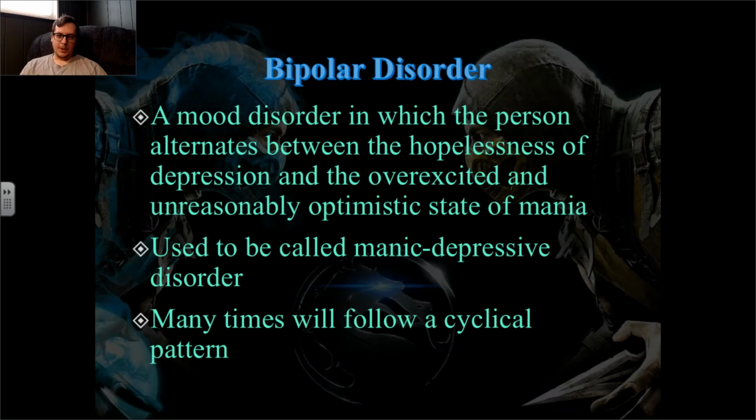All right, so bipolar disorder, a mood disorder in which the person alternates between hopelessness and depression, and then the other side, an overexcited and unreasonably optimistic state of mania. So one second somebody could be very, very deeply depressed, almost suicidal, and then the next minute, even the next second sometimes, they could be extremely happy, bursting with joy, and very overexcited. Again, we're not just talking about, oh, they're really happy. We're talking about the extent where they think they can fly almost.